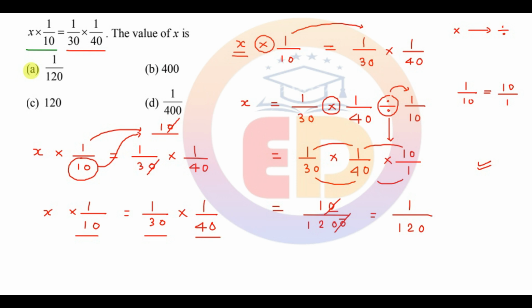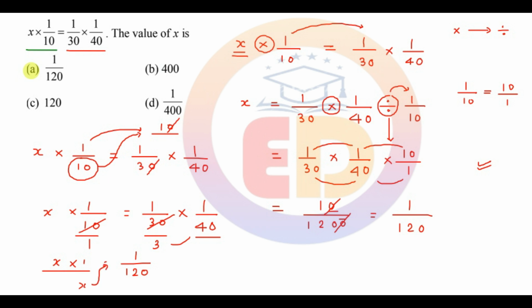हम यहां से डायरेक्टली 10 और 30 को कैंसिल कर सकते थे, 10 वन जा 10 थ्री जा। इससे हमें लेफ्ट साइड में x इंटू 1 मिलेगा और राइट साइड में 1/3 इंटू 40 120 मिलेगा। Remember x इंटू 1 इज x, which will give me the final answer as 1/120.